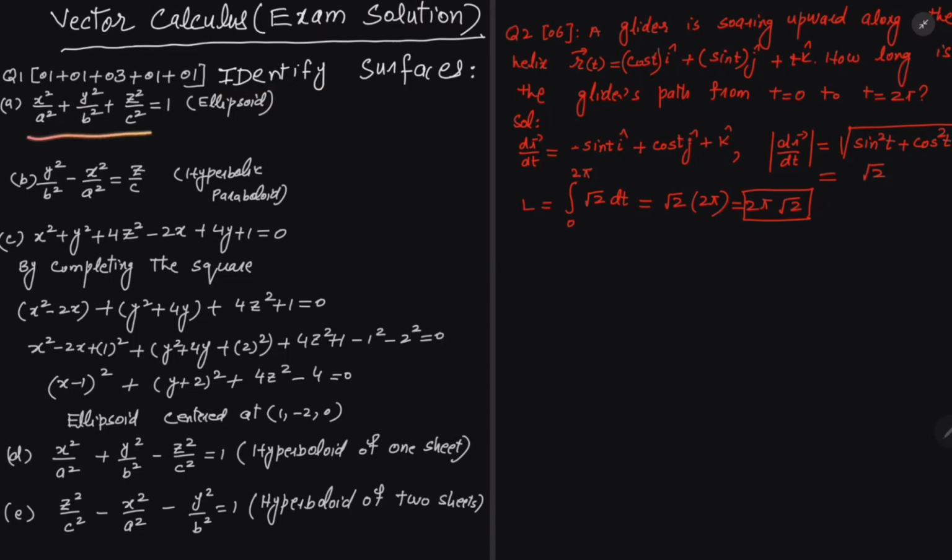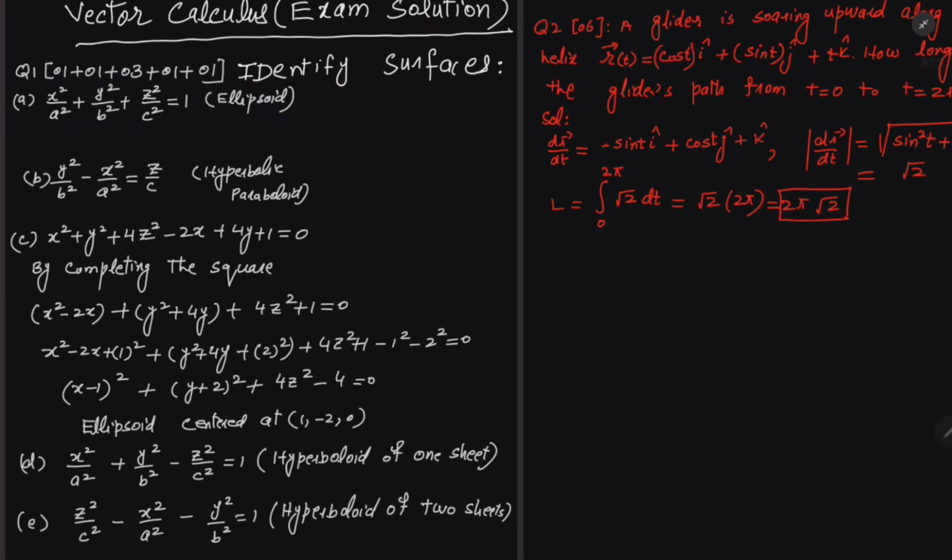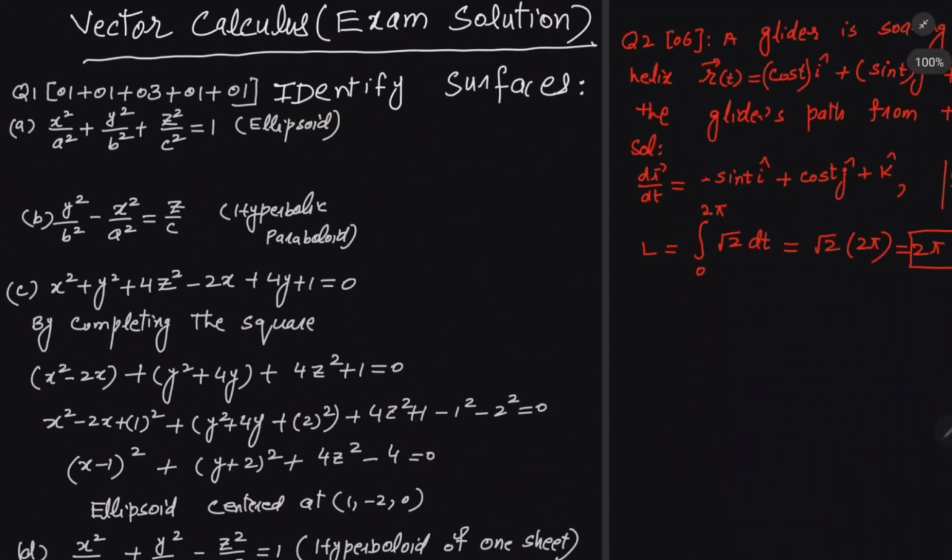The first equation is an ellipsoid. That is the answer. The question was, what is the name of this surface? And the second question was, what is the name of this surface? This is a hyperbolic paraboloid.